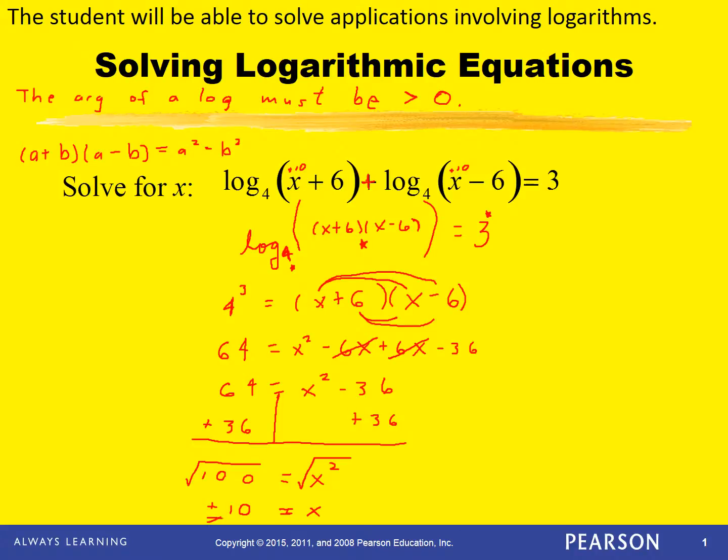So we're going to have to reject the negative solution. We're going to keep the positive solution, 10, and that is the answer. Okay, so slash out that negative solution. The answer is x equals 10.